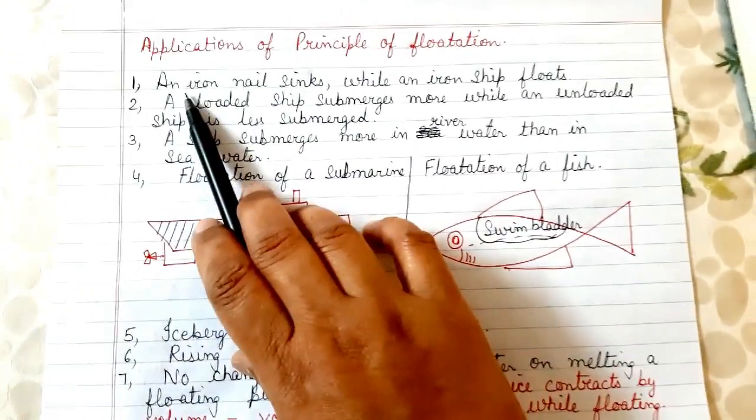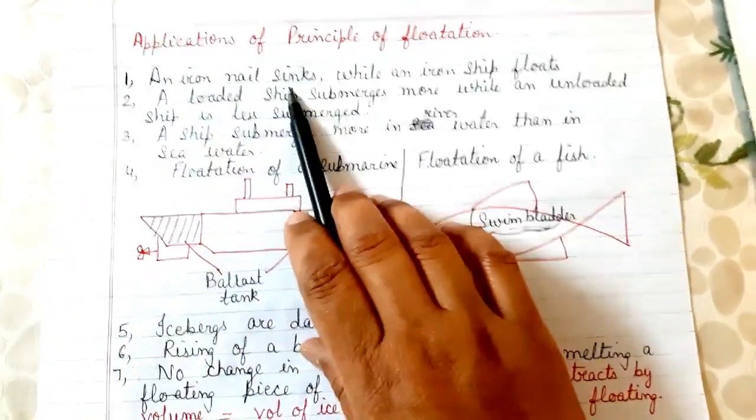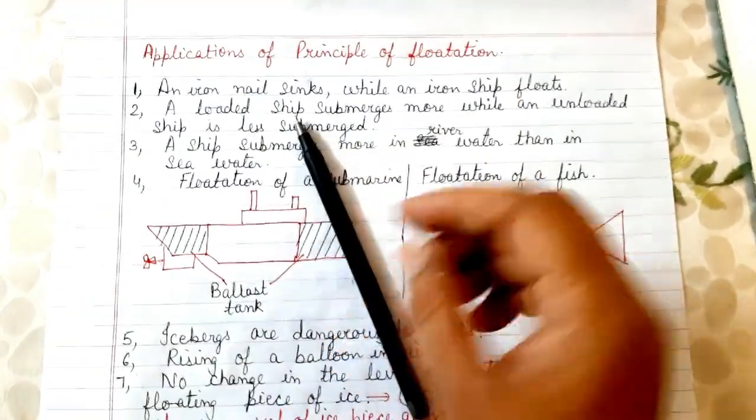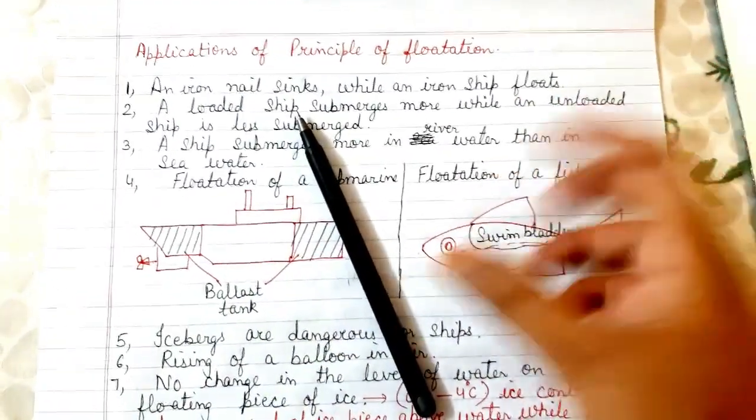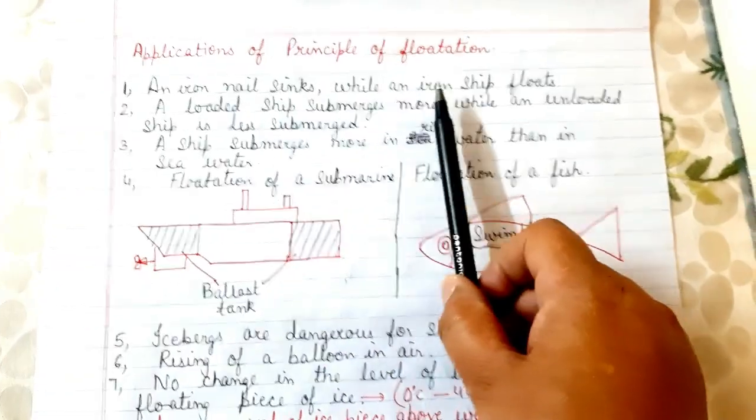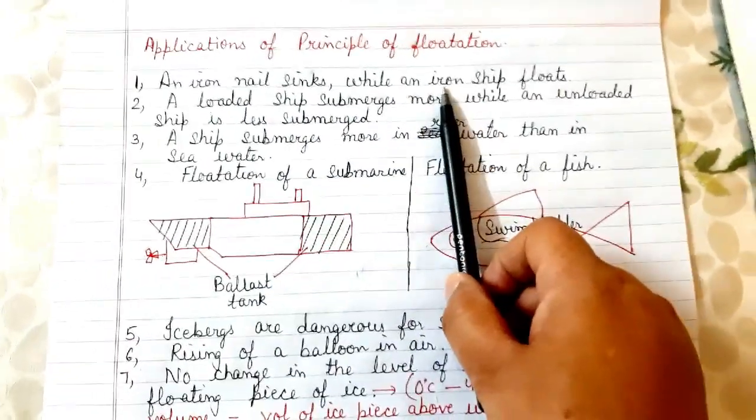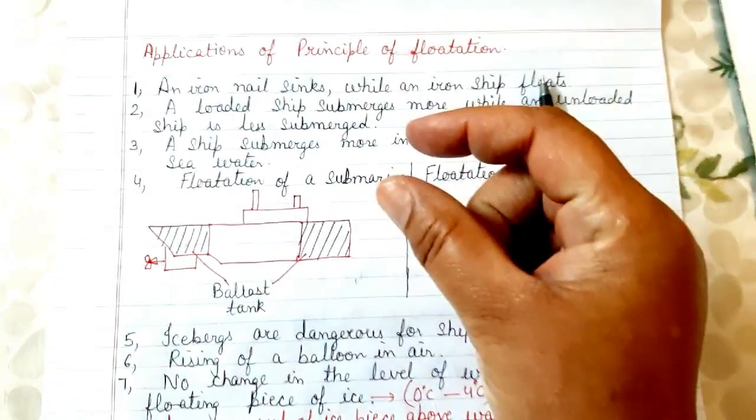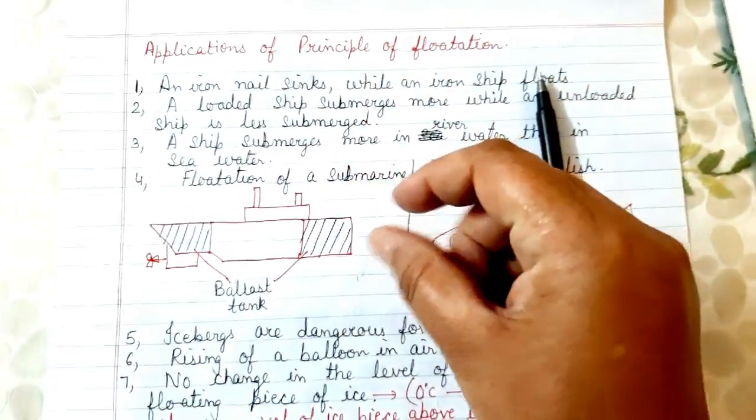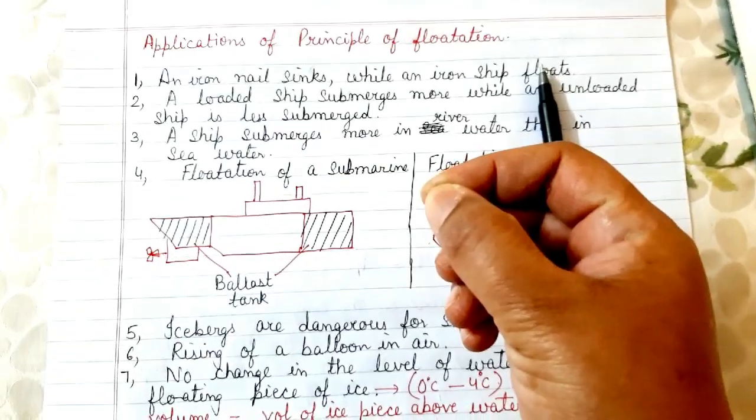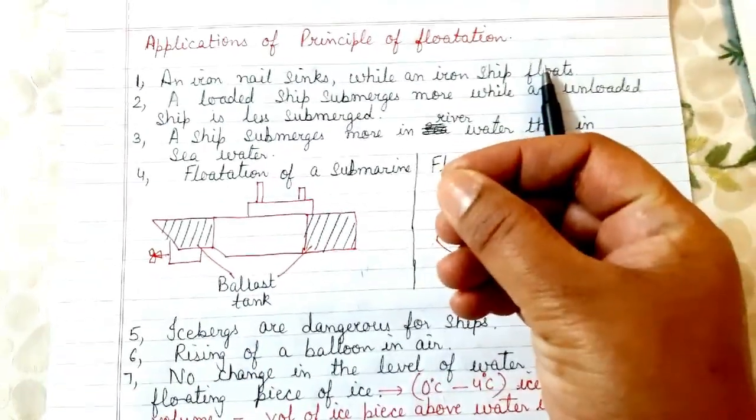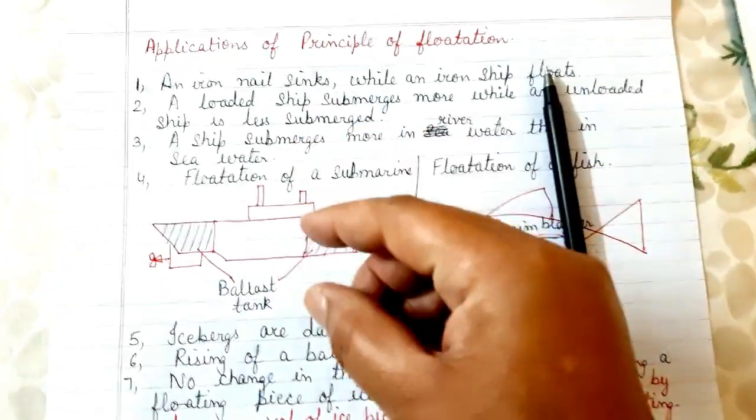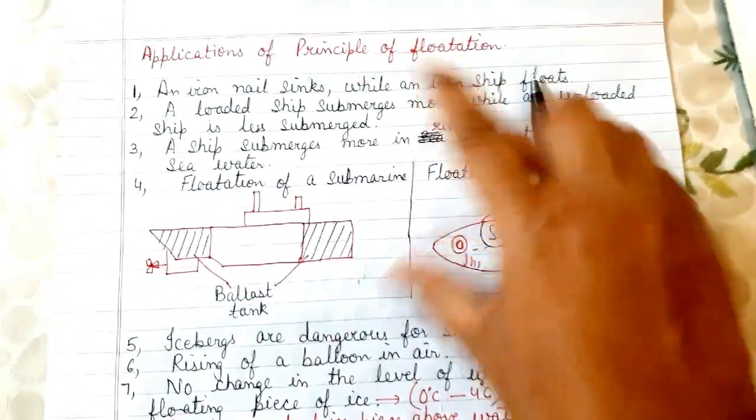Now in the first point, you can see I have written: an iron nail sinks while an iron ship floats. Isn't it amazing? A nail is a very small object while a ship is a huge one. Then why does the nail sink and the iron ship float? The reason behind this is that an iron nail has a very small volume. So when it is put in water, it displaces a very small amount of water. And when a small amount of water is displaced, the upthrust acting on it is very, very less. So therefore it sinks. And in case of an iron ship, it's huge.